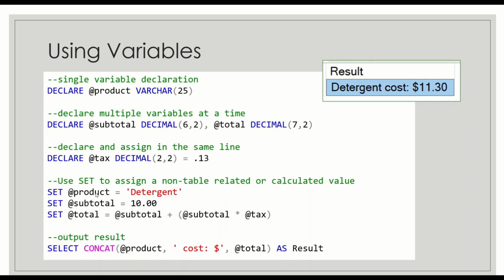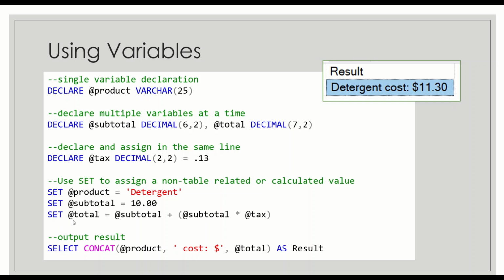In my first statement, my set statement assigns the literal varchar value detergent to the product variable. My second statement assigns a literal numeric value to the subtotal.